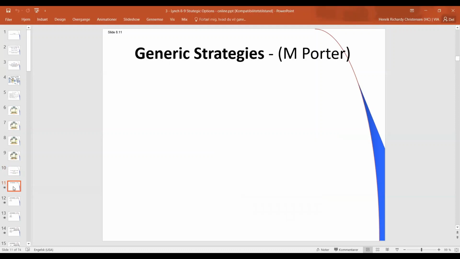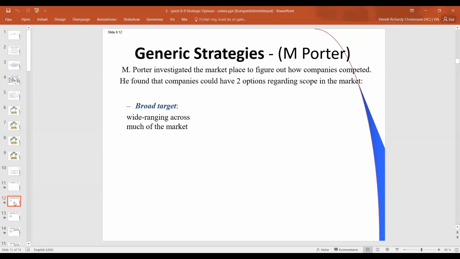So the first one we will look at is Michael Porter's generic strategies. What Porter did was that he investigated the marketplace, and he was interested in figuring out how it is that companies compete. We need to remember that this research took place in the late 70s and 80s in the US. Of course, there might be some biases, but there are still pretty good ideas to pick up from this research that Porter did.